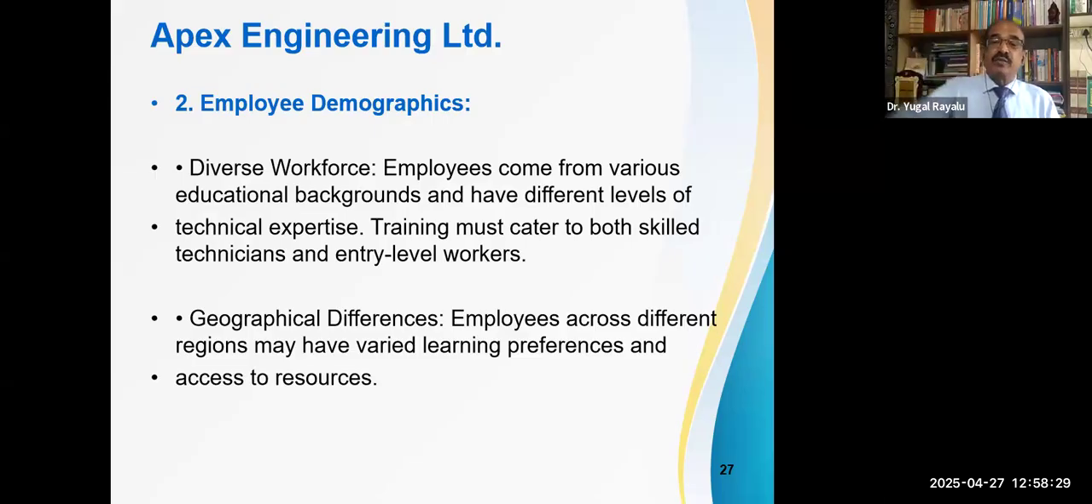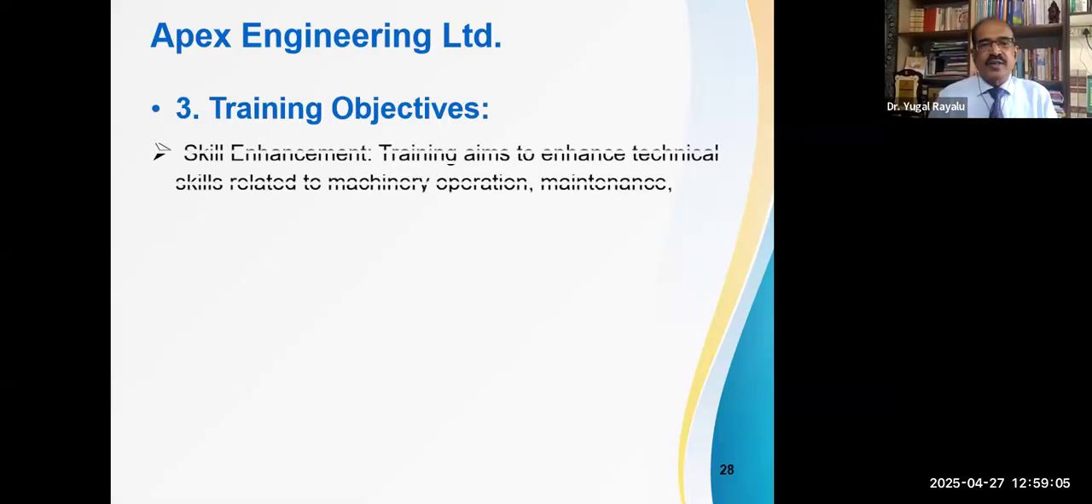0.01 millimeter, 1/10 of a millimeter for an ordinary person is nothing. But in an automobile industry, 0.1 millimeter is quite different. So that he has to take care. Geographical differences. Employees across different regions may have varied learning preferences and access to different resources. Again, as we said, the trainer has to look at the different demographic differences and cultural differences and geographical differences also. These are the challenges.